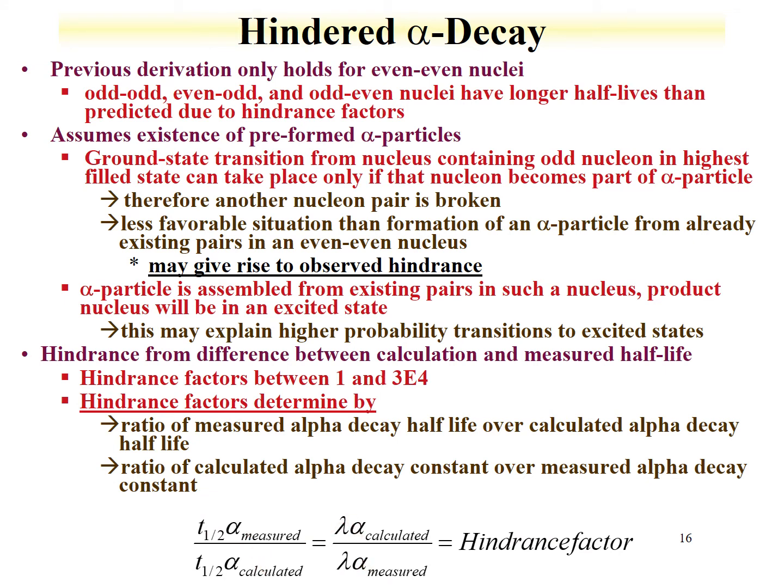What you should remember is that the values are going to be greater than 1. So if you use an equation and you make a calculation and the hindrance factor is below 1, chances are all you need to do is take the inverse of that.